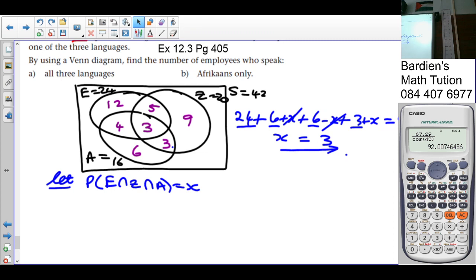Right, by using the Venn diagram, find the number of employees who speak all 3 languages. Find the number. Did I ask for the probability? No, you're asking for the number. Then A, all 3 languages. How many speak all 3 languages? 3. B, Afrikaans only. 6.